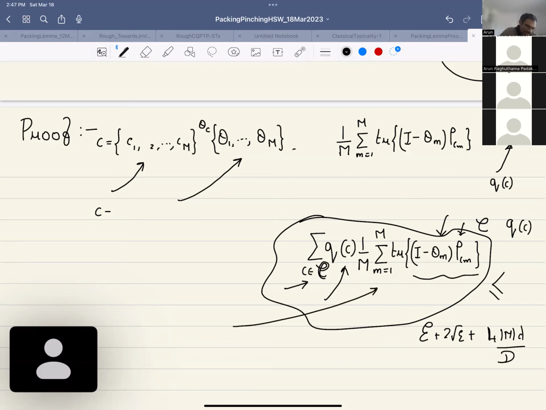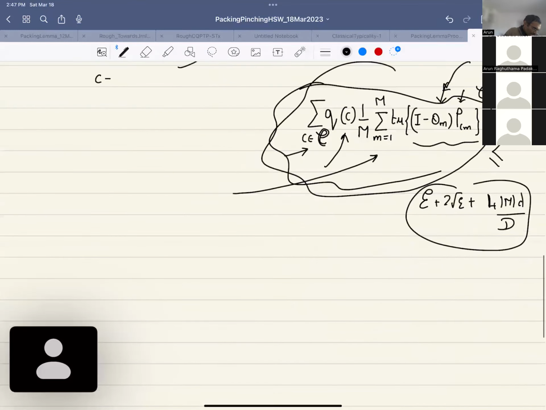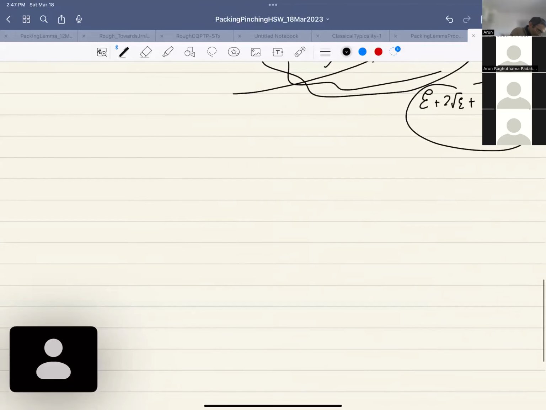Because if every collection is above this quantity, then this average cannot be lesser than this quantity. So there has to be one. That is the approach we will use. The problem is it is very difficult to pin down one collection. So we do an averaging and we show that on an average there is a good code and there is indeed a good code. That's kind of the approach. And we kind of proceeded with this.